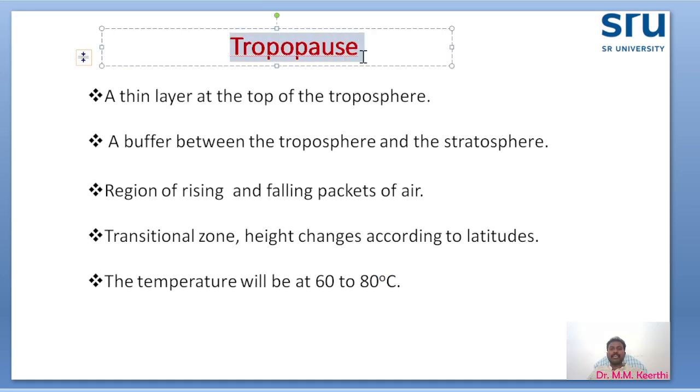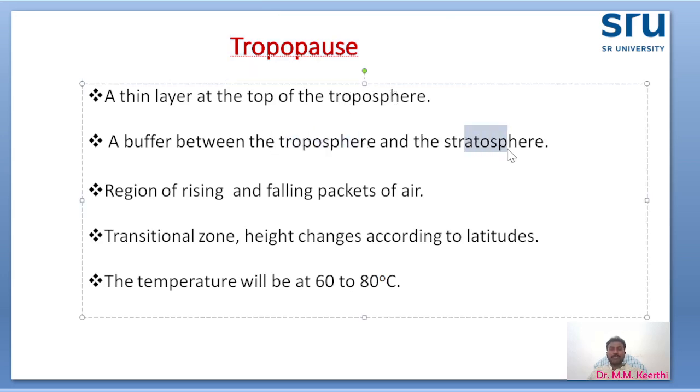And the next one is the tropopause. The tropopause is a thin buffer layer at the top of the troposphere. Between the troposphere and the stratosphere, there is one buffer layer, a dividing layer, and that is called the tropopause. In this region, rising and falling air pockets will be there. This is a transitional zone.